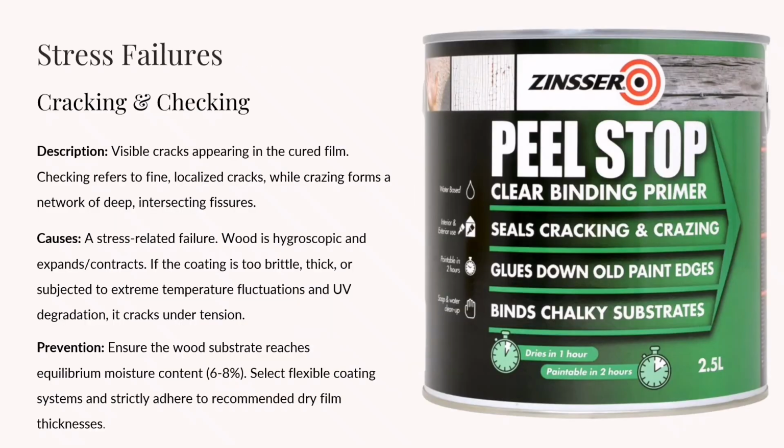In this slide, I will discuss a type of stress failure defect called cracking and checking. These defects appear as visible cracks in the cured coating film. Checking refers to small fine cracks, while cracking forms deeper interconnected cracks on the surface. The main cause is stress within the coating system. Since wood expands and contracts with moisture changes, a coating that is too brittle, too thick, or exposed to extreme temperatures and UV light may crack under tension.